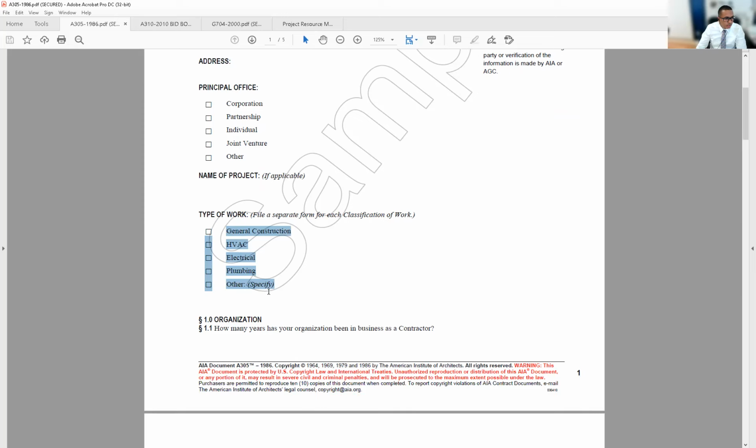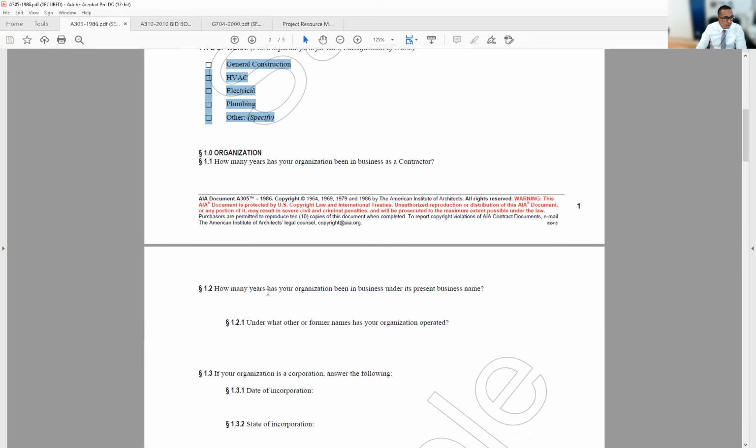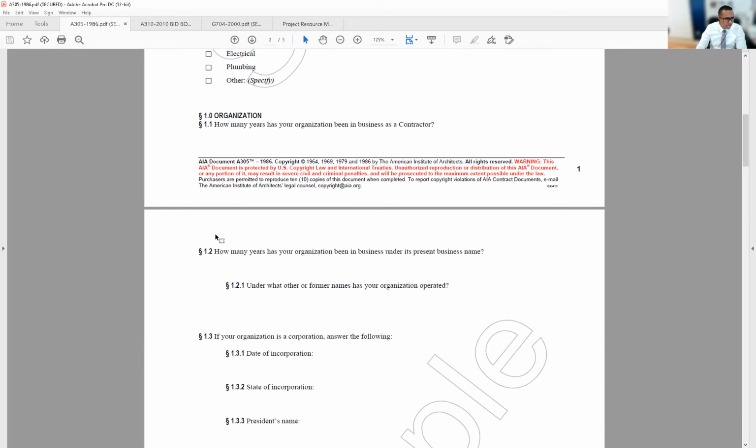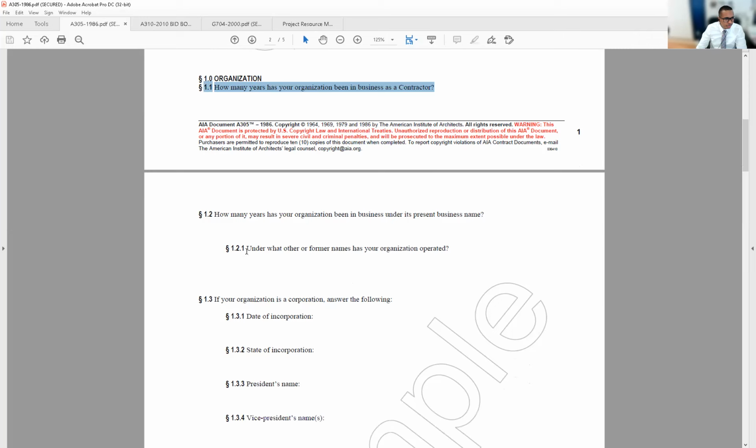So organization. How many years has your organization been in business as a contractor? Very important. And that's the date from which you got your license as a contractor and your company had already been established as a company to do construction. So it's not like the day that you woke up thinking that you're a contractor. Now, this is all aimed at the contractor, but we as architects need to understand it so that we can evaluate the contractor appropriately.